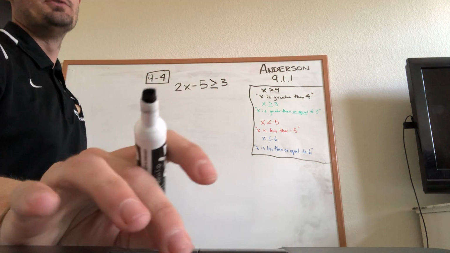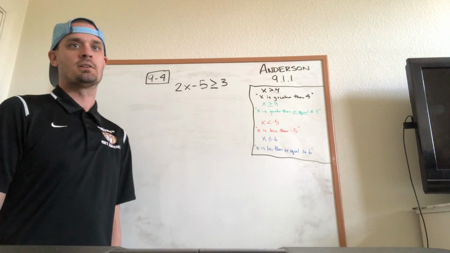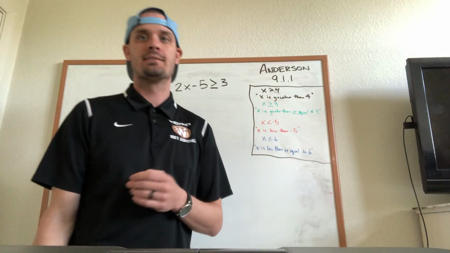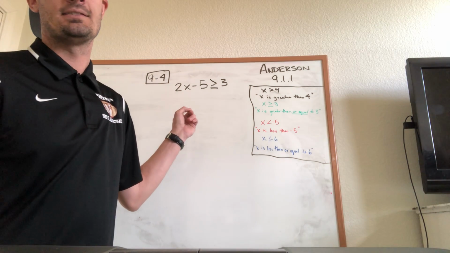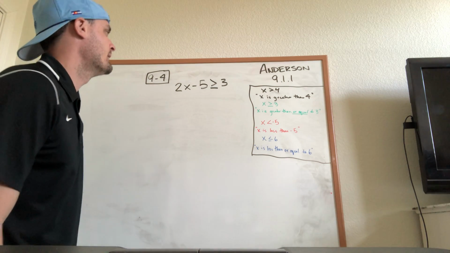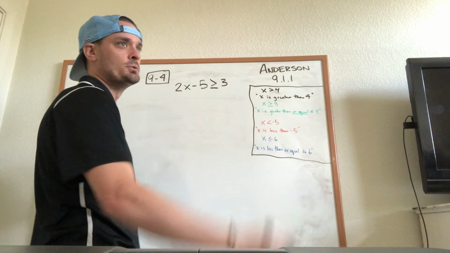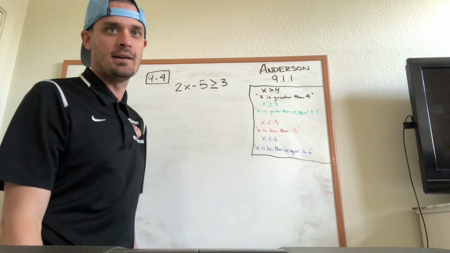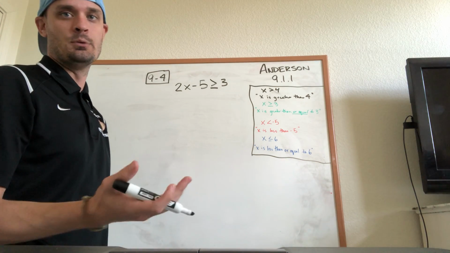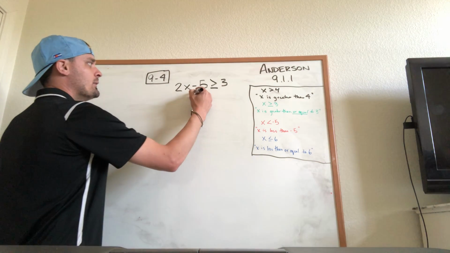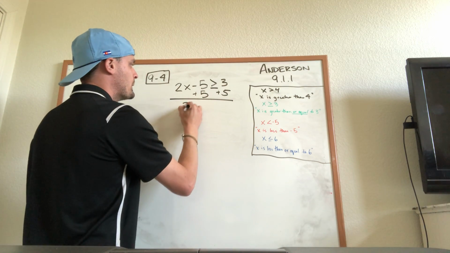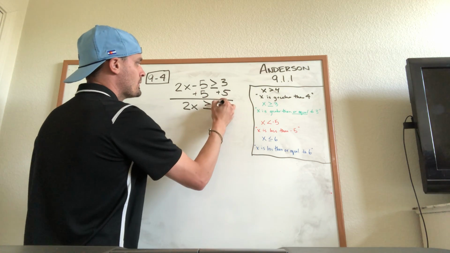So very similar to when we are working in solving equations. We want to get a variable on a side by itself. So in this case, we want to get x on a side by itself, preferably on the left-hand side. Makes it a lot easier for us. Okay, so when it comes to solving for x, all the same rules apply. If it was an equal sign and we were trying to solve for x, it would be the exact same thing. So we can add 5 to this side. Now we have 2x is greater than or equal to 8.